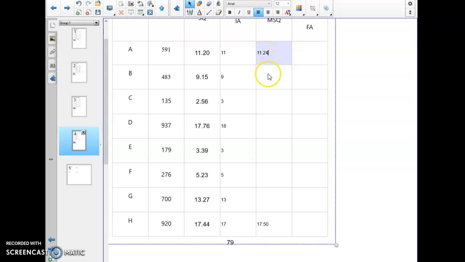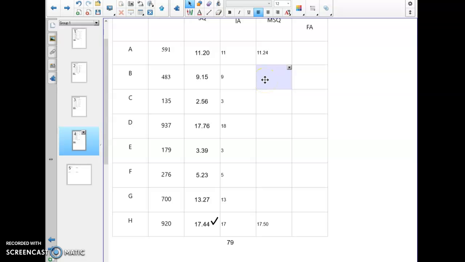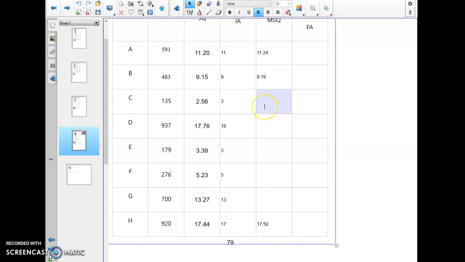And we're going to divide each population by that 52.57. We get 11.24. We get 9.19. We get 2.57. We get 17.82. We get 3.40. We get 5.25. And we get 13.32. And we round that normally again.